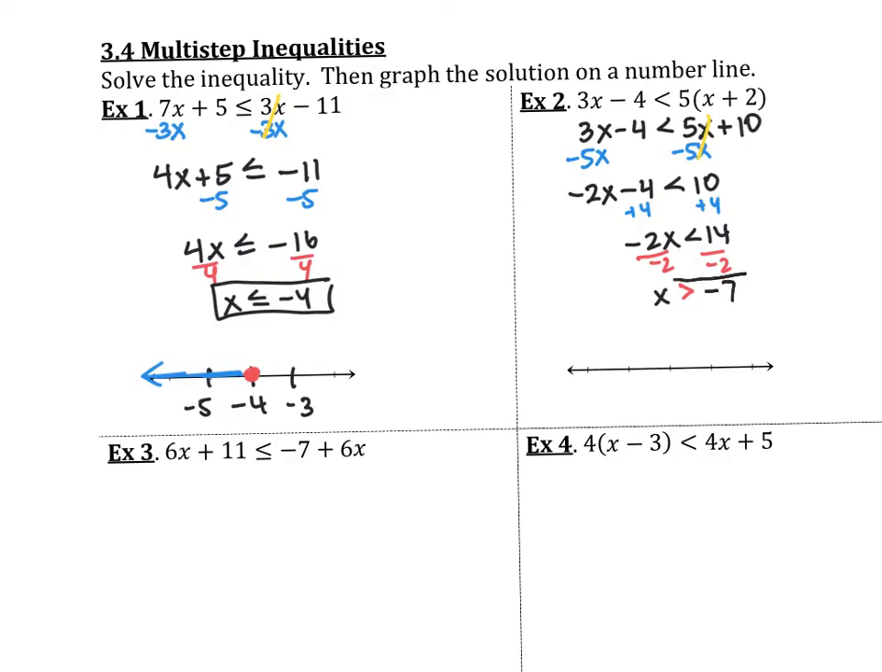So x is greater than negative 7, and if you did it opposite me, you would have negative 7 is less than x. Negative 7, negative 6, negative 8. This is an open circle because it cannot equal negative 7, and the numbers greater than negative 7 are to the right.